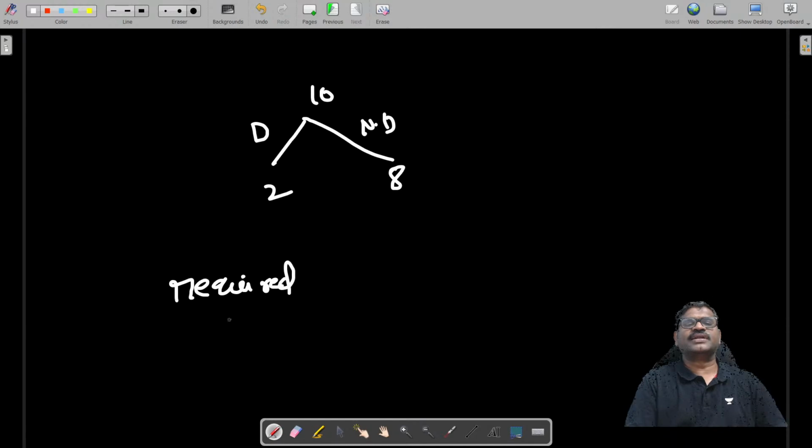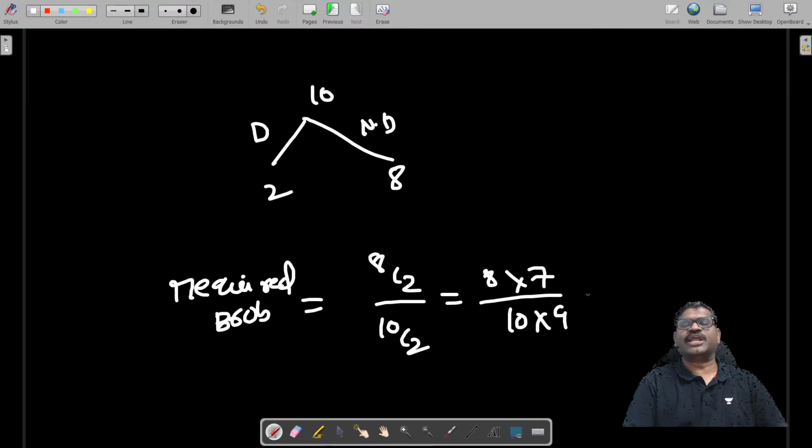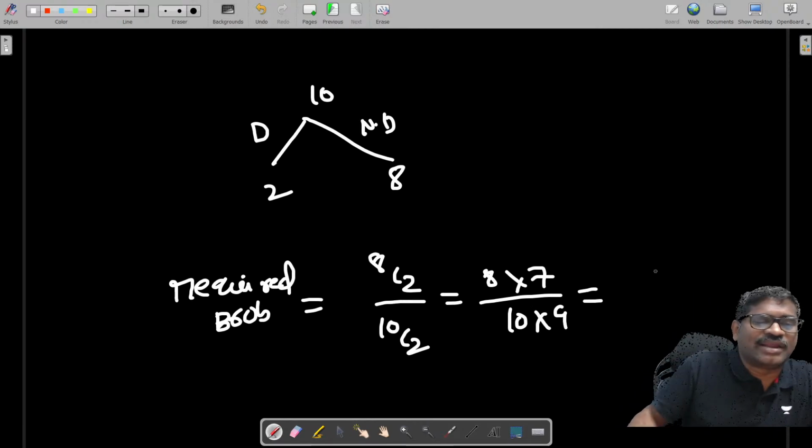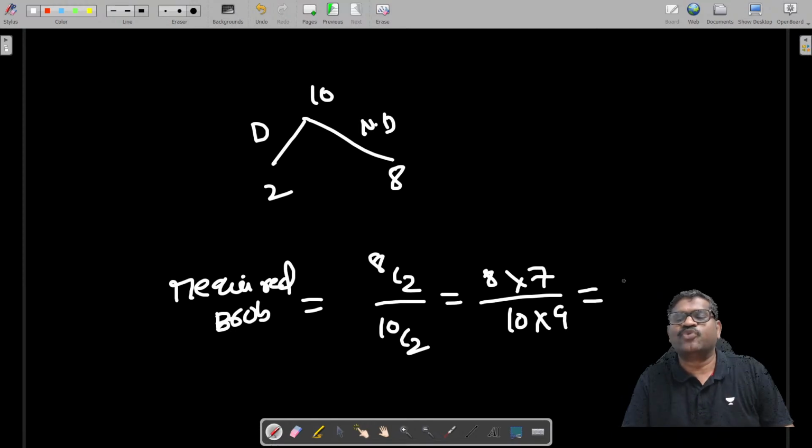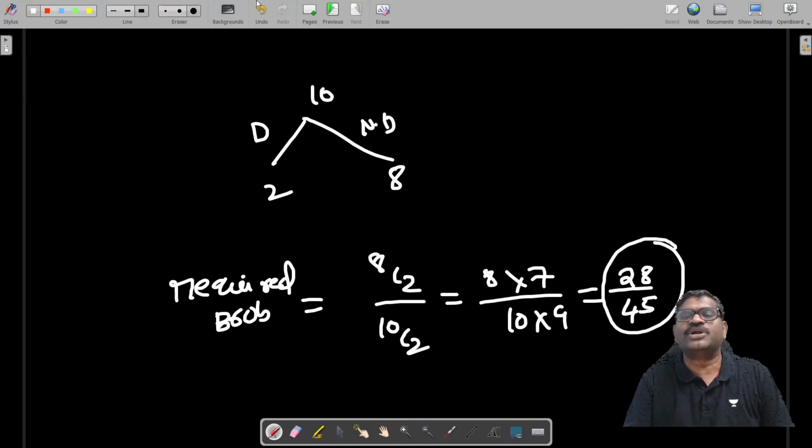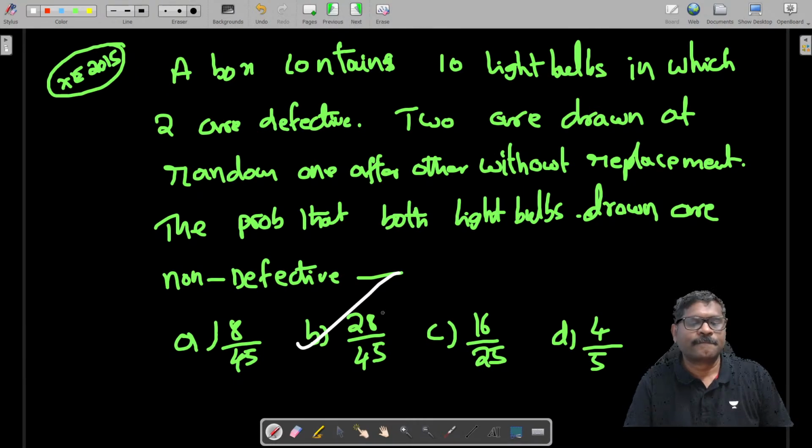See, there are 10 bulbs in which 2 are defective. Eight are non-defective. 2 bulbs are drawn without replacement one after the other. 8C2 by 10C2, that is 8 into 7 by 10 into 9, which is 28 by 45. 28 by 45 is the required probability. Very good.